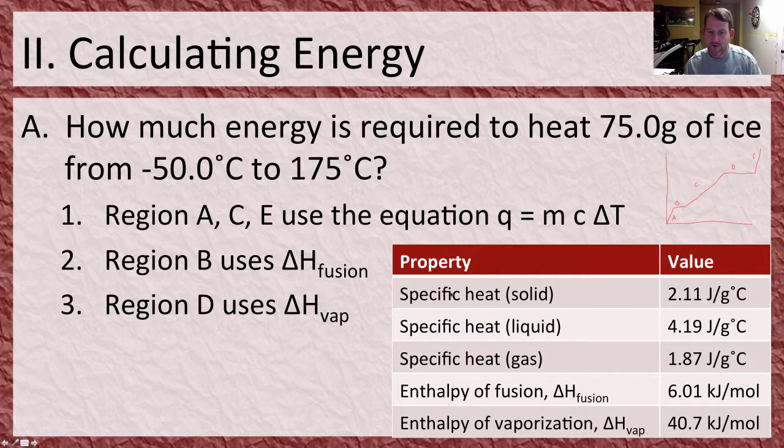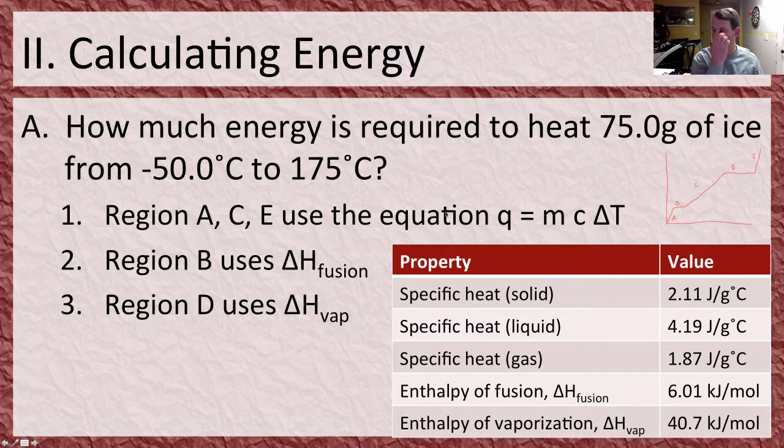Now, if you notice, the specific heat of a solid is a medium 2.11. The specific heat of liquid water is much larger because now we have rotational, vibrational, and bond stretching going on that's storing energy for us. And then as a gas, it's 1.87, so it's even lower because we've broken those bonds, and now it only has rotational and vibrational energy to store energy, and everything else goes to kinetic energy. Okay. And then here we have our values for our specific heats and our enthalpies of vaporization and fusion.